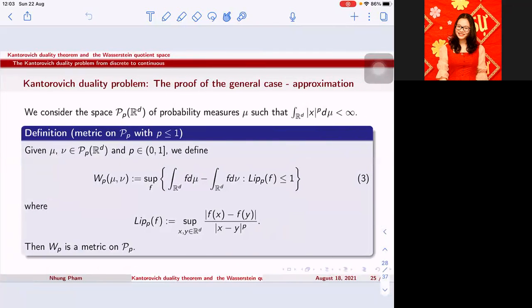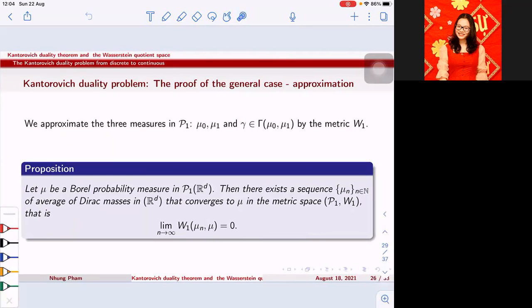But we don't use narrow convergence directly, we use a metric to approximate. So we consider the space P_p of R^d, the probability measures in R^d with finite p-th moment. And we define the metric W_p of mu and nu to be this formula, which looks like narrow convergence. We approximate the three measures in P1, mu0, mu1, and the transport plan, by the metric W1. So we have the first proposition: let mu be a Borel probability measure in P1 of R^d. Then there exists a sequence mu_n of averages of Dirac masses that converges to mu in the metric space P1, W1.